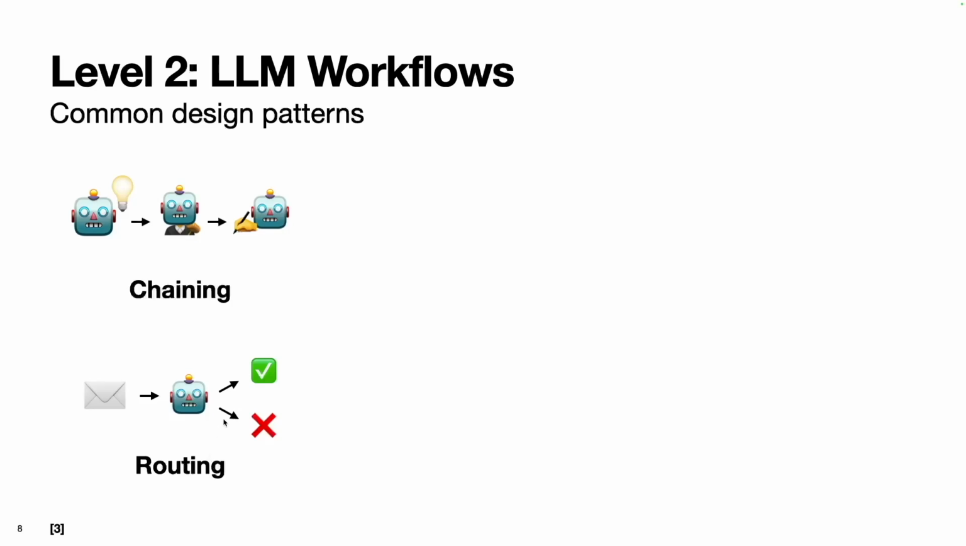So this is something we saw in the example I shared on the previous slide, where you have this classification step and a fork in the workflow. So let's say you have an email come in and you want to classify it as junk and not junk. And that's because you want to treat these two different types of inputs differently.